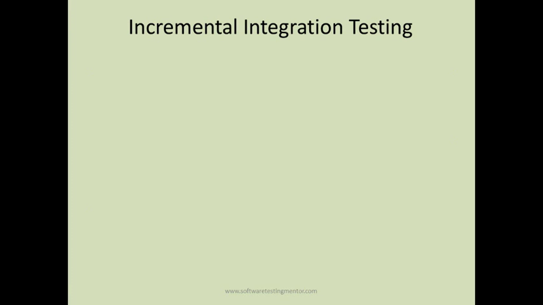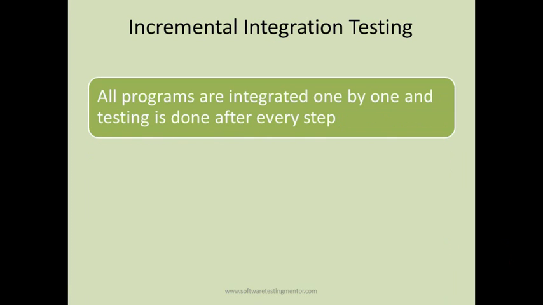Then in incremental integration testing, all programs are integrated one by one and testing is done after every step. So incremental integration testing follows a completely opposite approach to the one followed for Big Bang. In incremental testing, you take one unit and integrate it with the units that rely on this component.